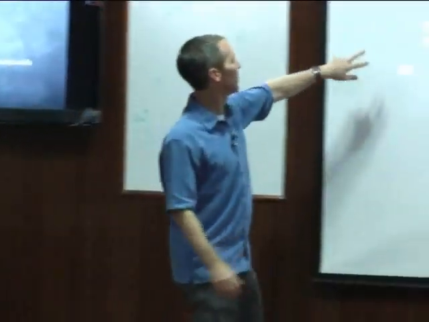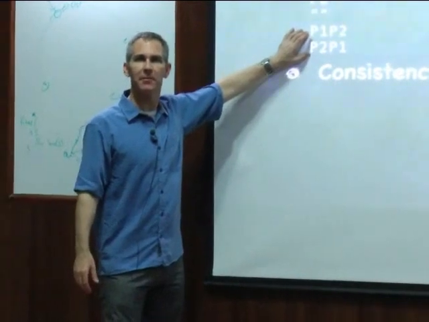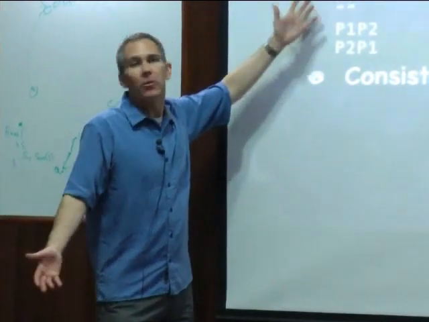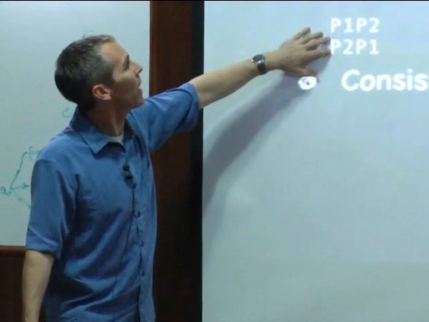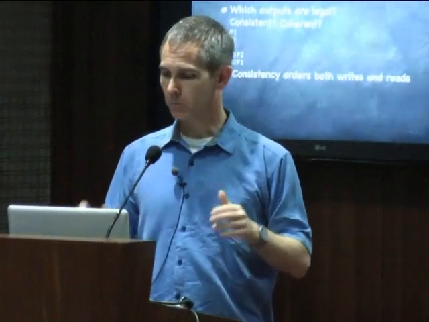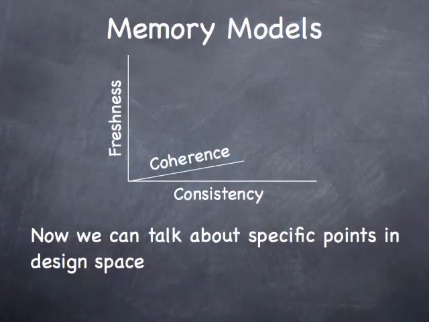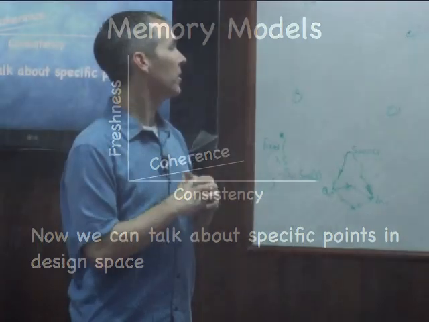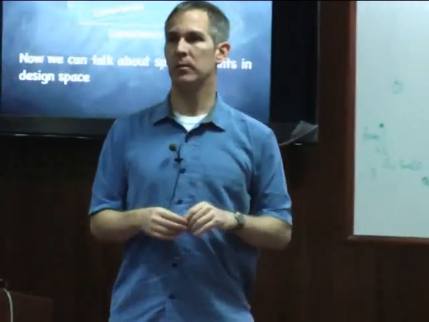So again, could this happen in NFS? Could you get down and have both sides think they won in NFS? Yeah, you could. So it's not going to give you this type of strong consistency, even though we didn't think NFS was going to be incoherent. You'd see these monotonically increasing numbers, but it wouldn't give you the consistency in this case. Okay. So with those definitions, now we can begin to talk about specific points in the design space.